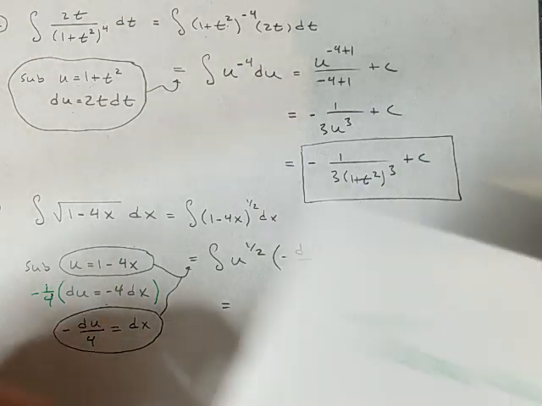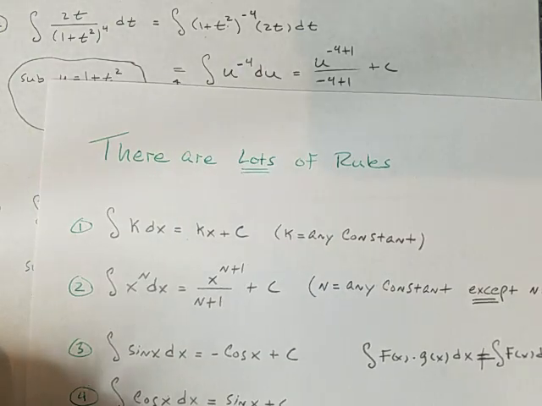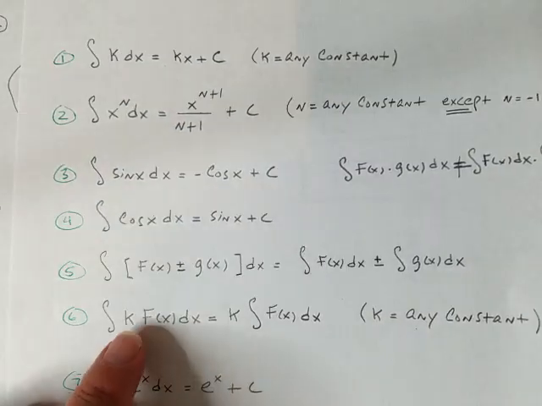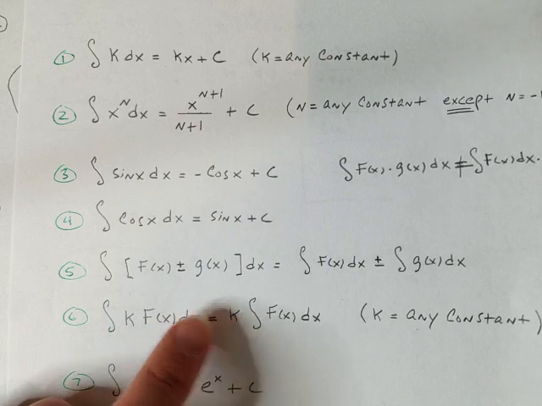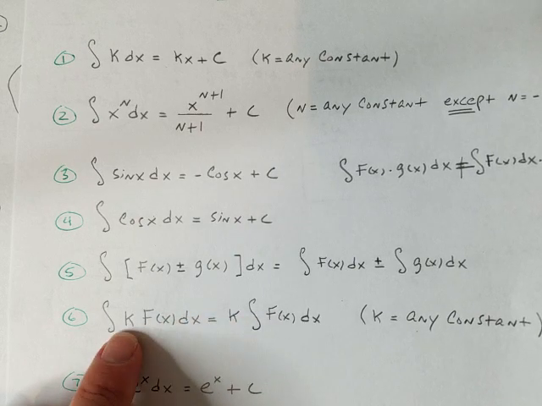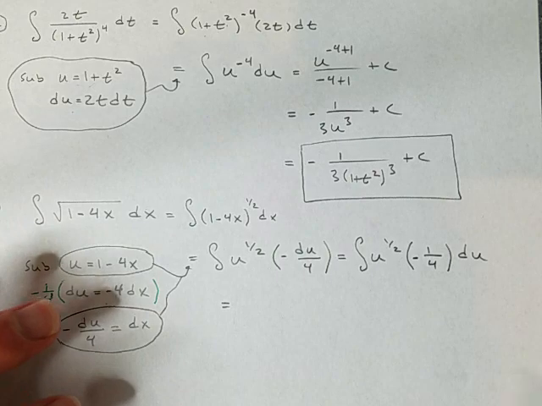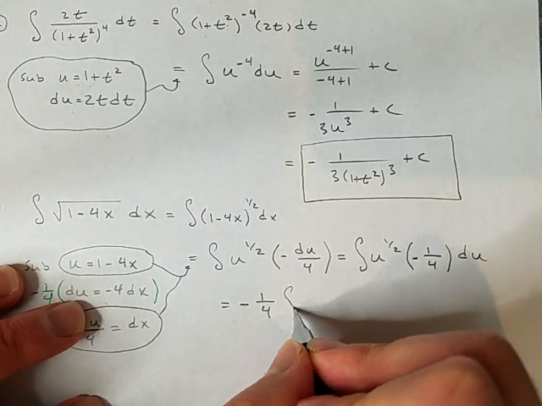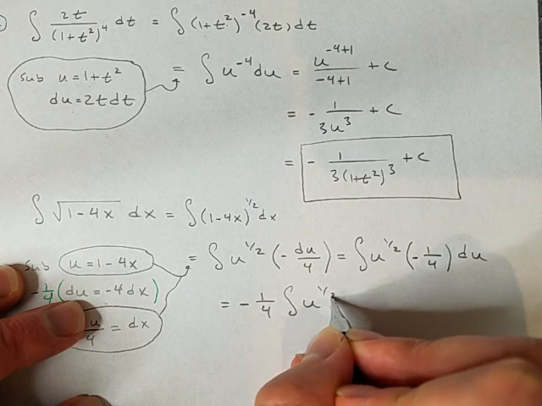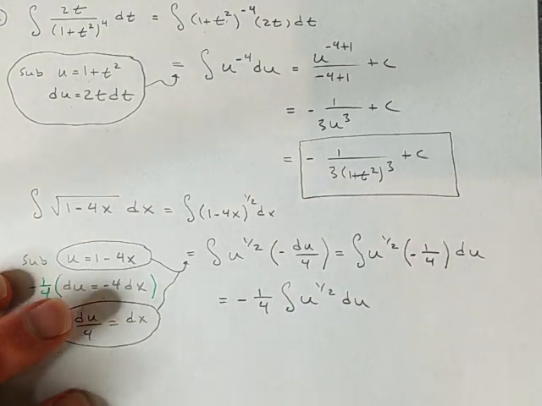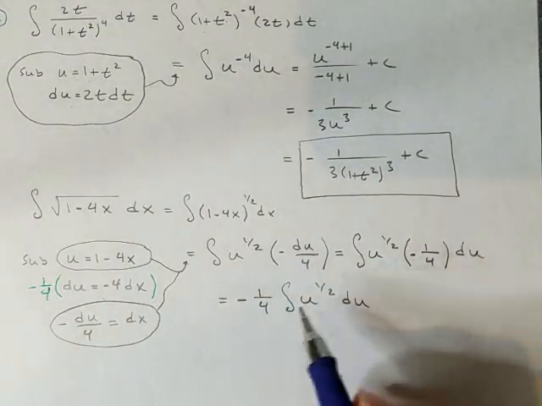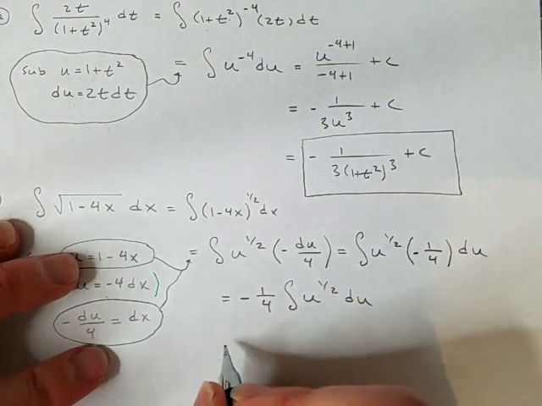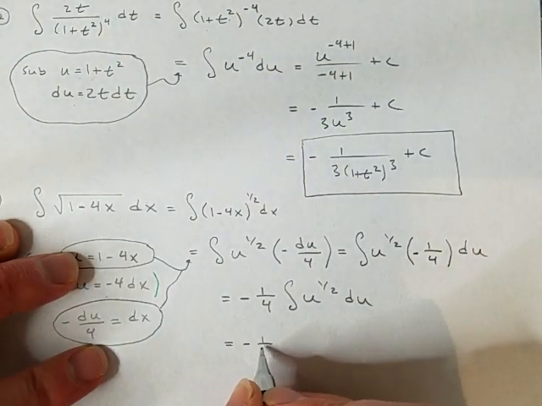Well, I've told you there are lots of rules, and that's the truth. There are lots of rules. There is this rule about factoring constants out of an indefinite integral. So yes, that's what we'll need to do. So we'll get negative 1/4 times u to the 1/2 du. We'll just factor out the constant of negative 1/4 carried along. All right, so let's see, negative 1/4.